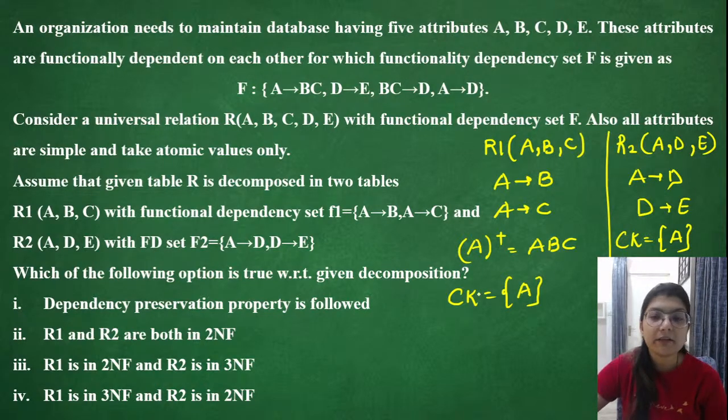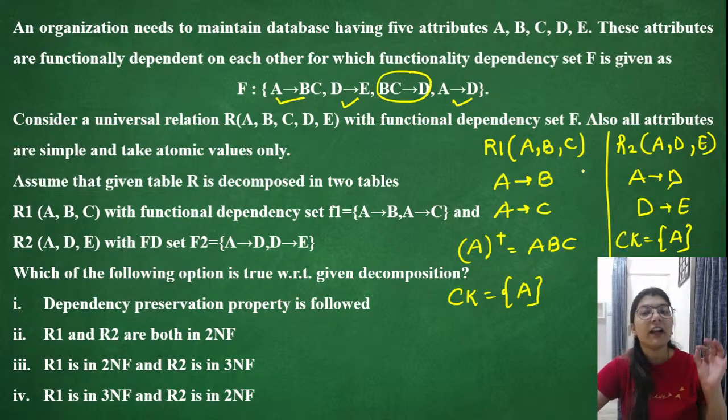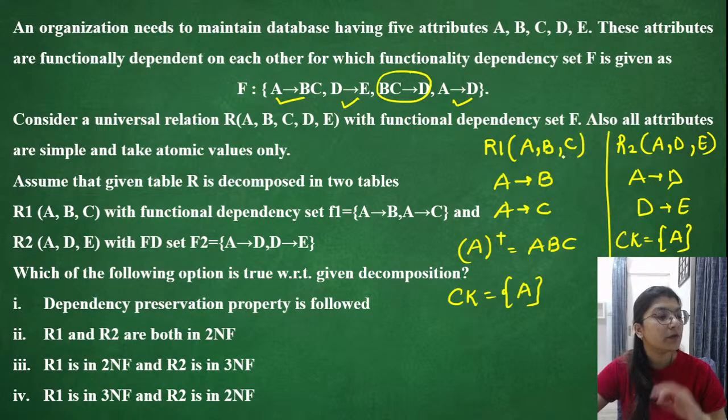Yes. Now we'll check from the given options. Is the dependency preservation property followed? Let's check. A determines BC is okay. We can get it from here, A determines B, A determines C, so I can get A determines BC. Then I have D determines E, which is also correct. A determines D is also correct. What about BC determines D? If you see here, in no one table are the attributes B, C, D taken all together. So this functional dependency is not preserved.